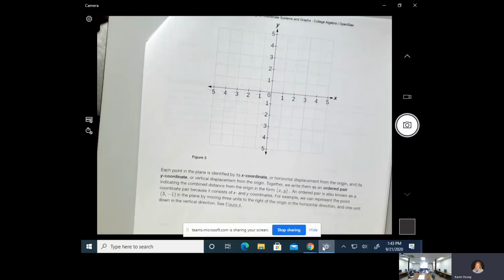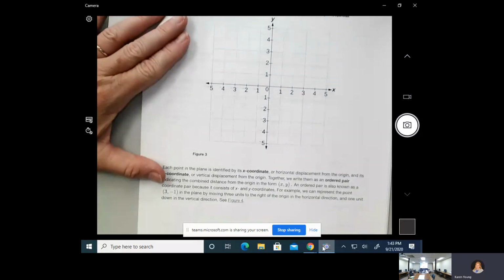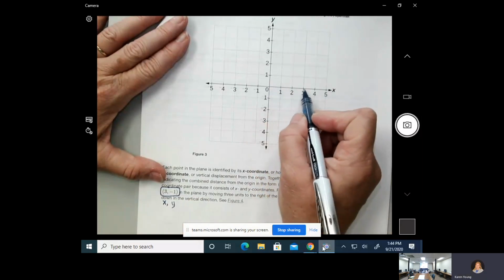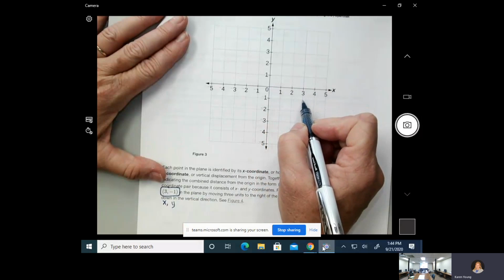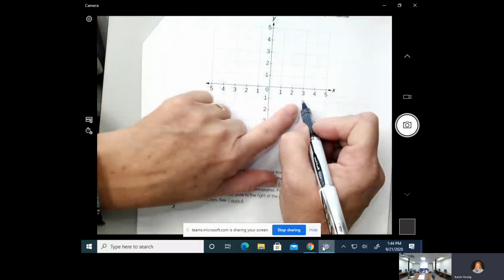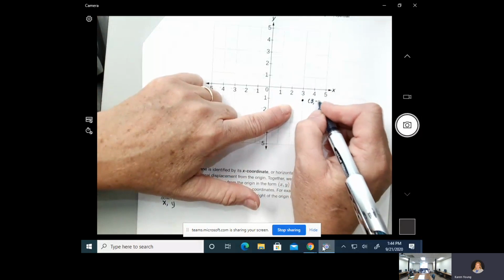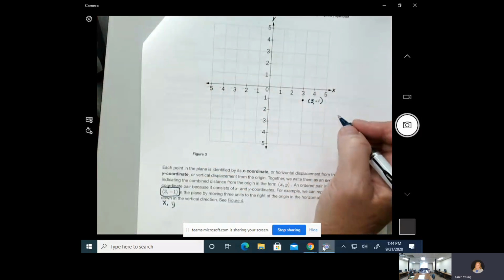So if I wanted to graph a point, and I'm sure we've all done this at some point in our lives, it tells me to graph 3, negative 1. So the 3 is my x, the negative 1 is my y. I'm going to go over to 3 first, and then I'm going to follow that shaded gray line down to negative 1, where negative 1 and that 3 meet. That's my point: 3, negative 1. Okay, so it's where those lines intersect is where my point is.